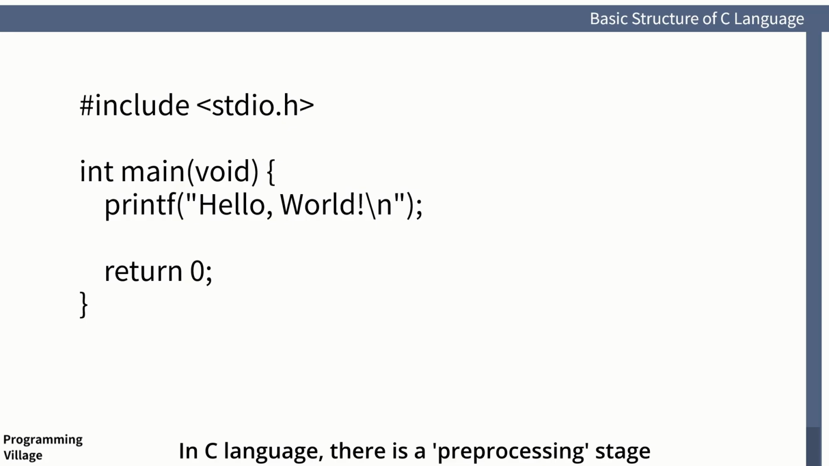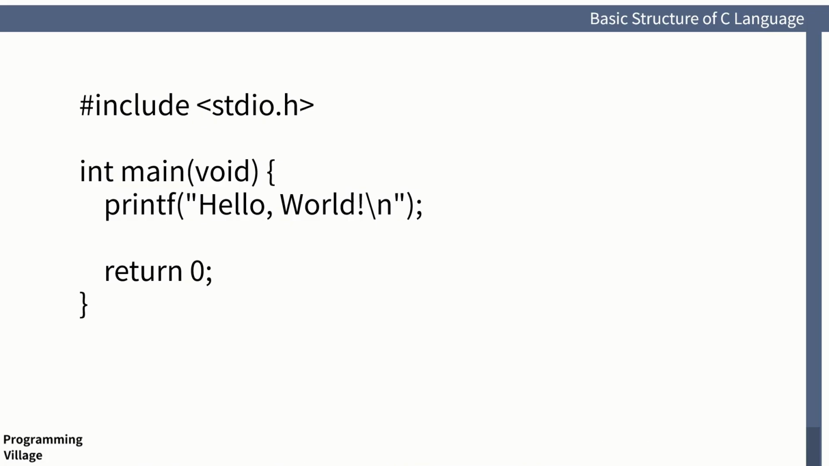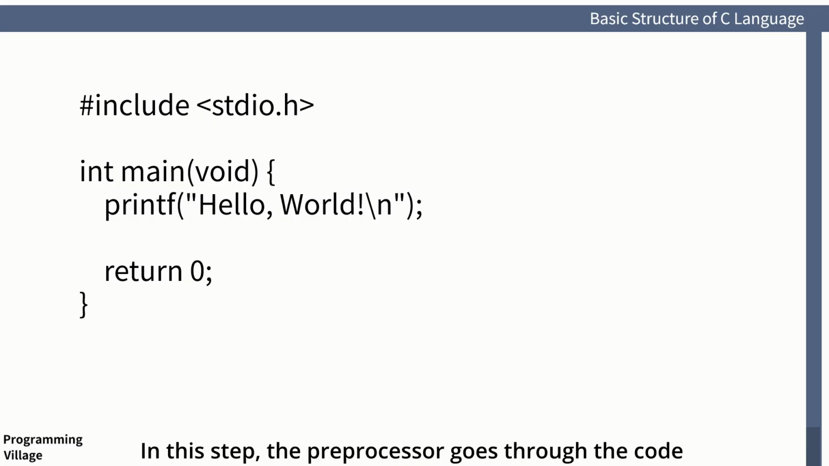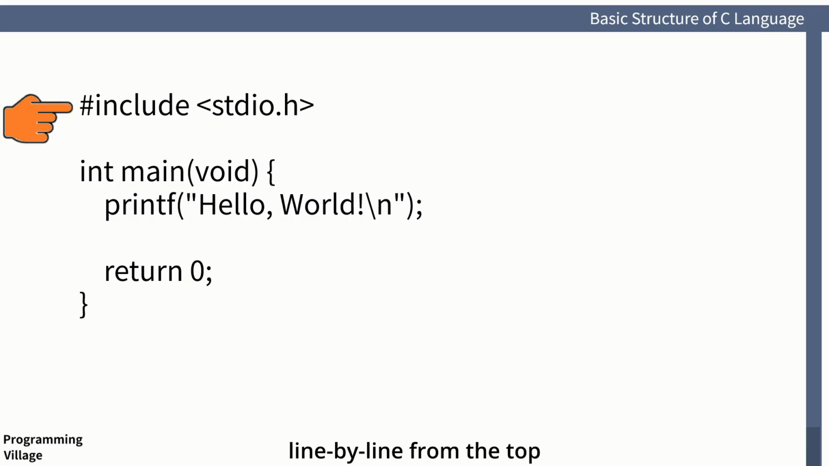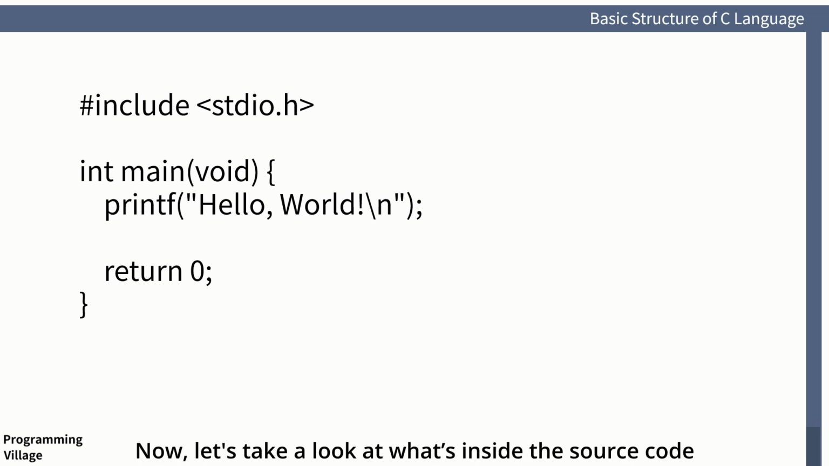In C language, there is a preprocessing stage that scans the entire source code before compiling begins. In this step, the preprocessor goes through the code, line by line from the top, to get everything ready for the actual compiling. Now, let's take a look at what's inside the source code.